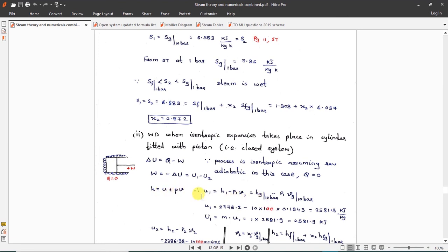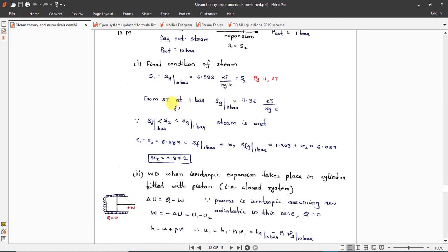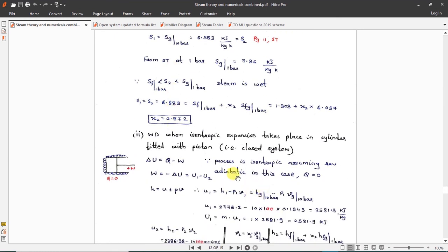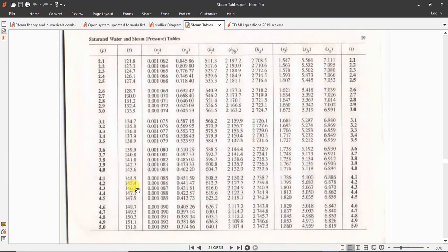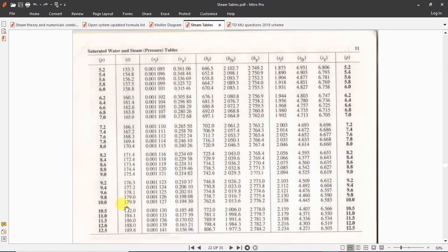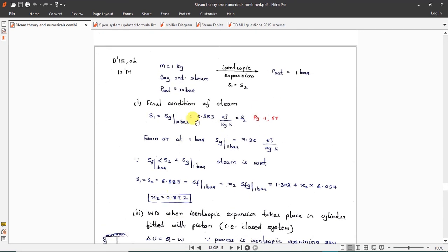So for point number 1, what will I write? U1 equal to H1 minus P1 V1. Now what is H1? For point number 1 it is given as dry saturated, so it will be Hg at 10 bar. So again go to the steam table. At 10 bar pressure, what is Hg? 2776.2. So 2776.2 minus P1. What is P1? Pressure is given as 10 bar.